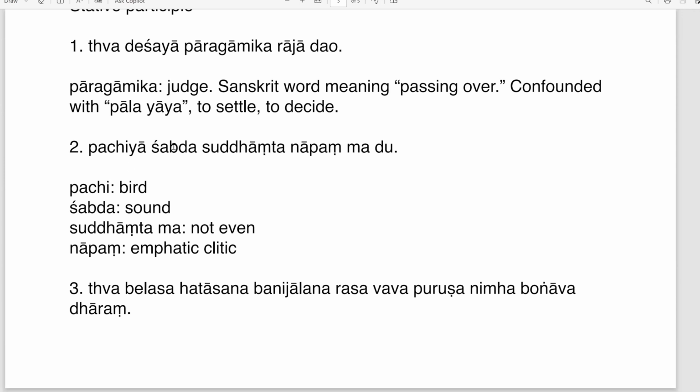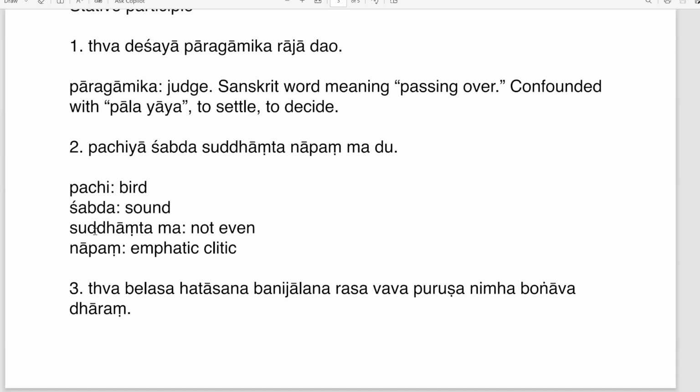So the subject of the sentence is Bakshiya Shabda, and Madu is "does not exist". So there is not even Sudhanama, so not even the sound of a bird. So there was not even. Yes, yes.